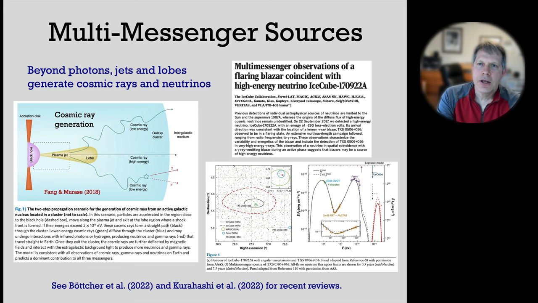Furthermore, in recent years, people have started to detect evidence for neutrino emission associated with these radio loud active galactic nuclei. Here is a very influential paper from the IceCube collaboration, where they suggest that they have detected a neutrino associated with a flaring blazar, a flaring radio loud active galactic nucleus. This is the name of the system, and you can see here the IceCube constraints on the location from whence the neutrino came, and then there are also additional multi-wavelength observations of this system.